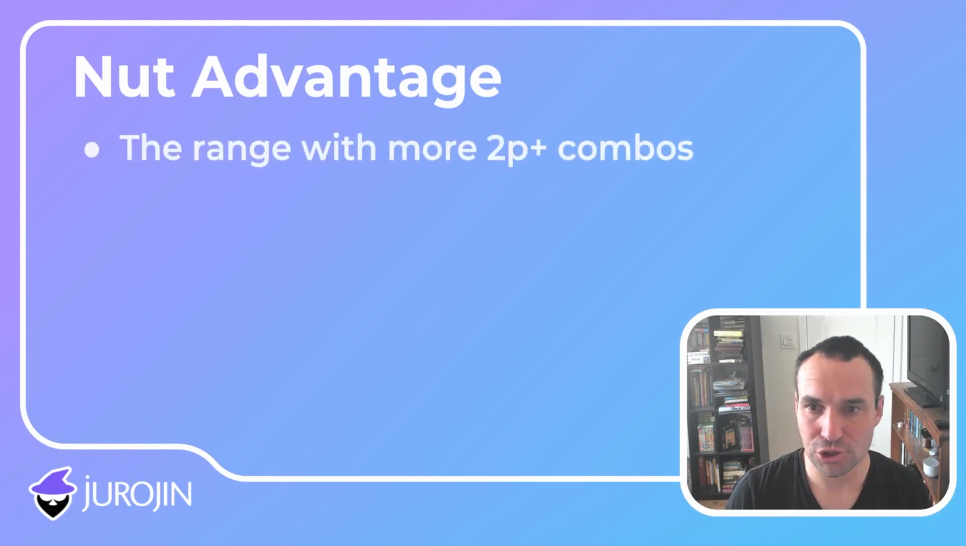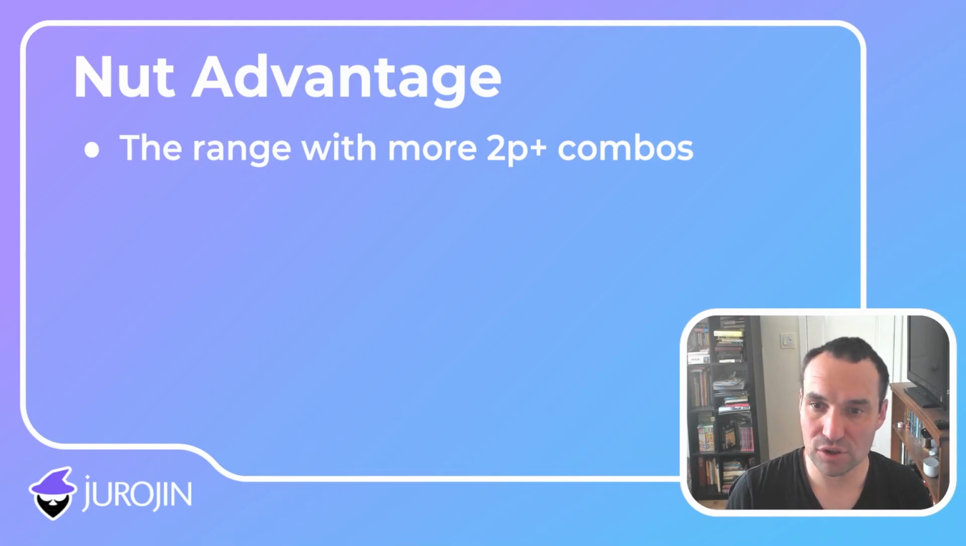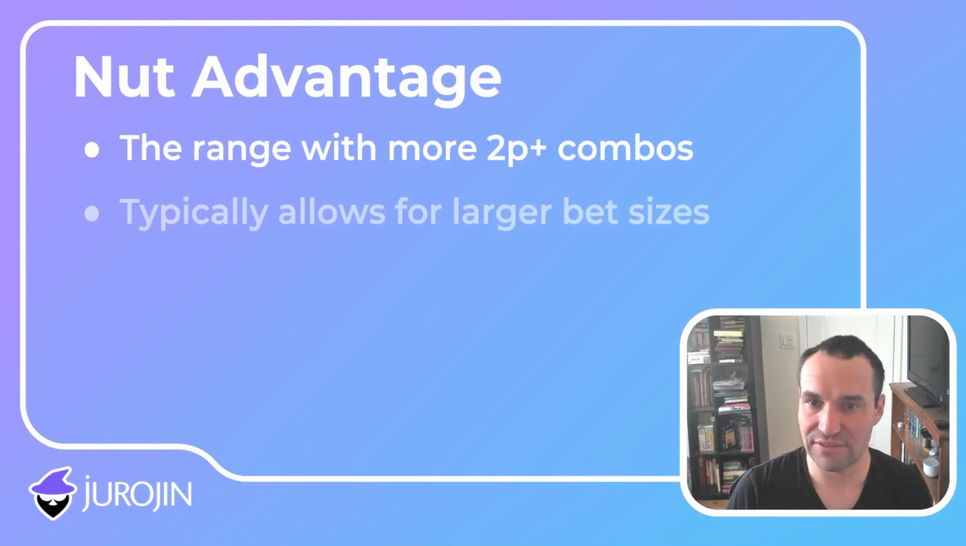Nut advantage refers to one range having the top end of the spectrum. Really strong hands that are almost always guaranteed to be best at showdown. By that I mean usually two pair or better. As close as you can get to 100% equity on the flop. Realistically, we're talking about maybe 66% equity or better, all of those hands. The range that has more combos of those has the nut advantage. Or maybe another way to think of it is if 50% of one range has all those great hands, and 20% of another range has all those great hands, the one with 50% is obviously going to have the nut advantage.